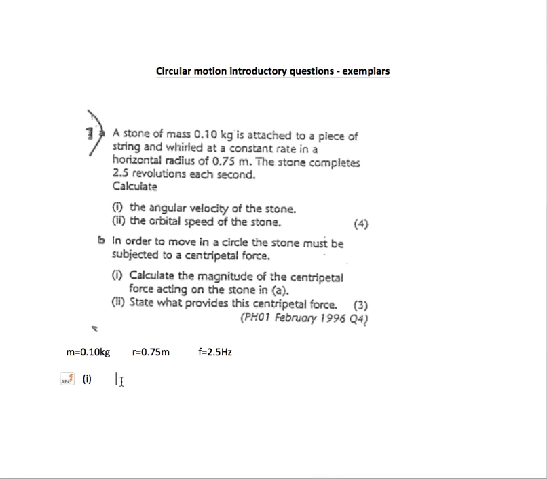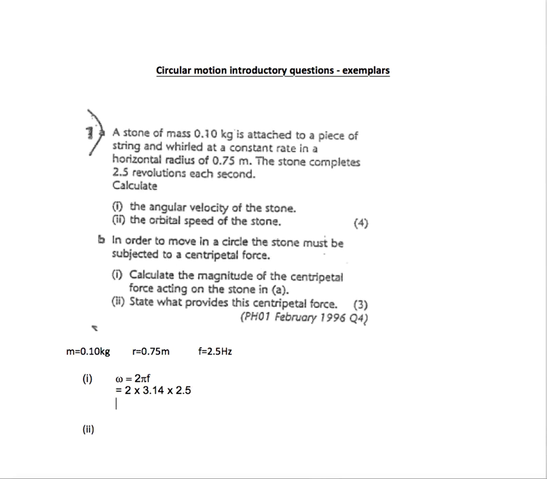So omega equals 2 pi f. See if we can put that back where it belongs. Okay. So omega equals 2 pi f. We stick in our numbers there then. We have equals 2 times 3.14 times f, which was 2.5.